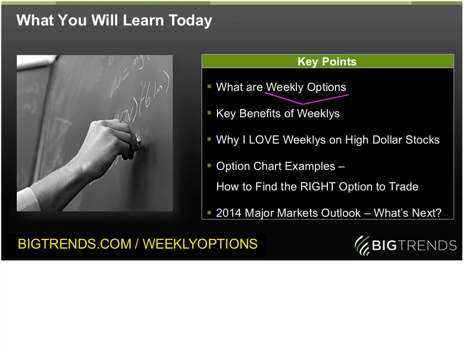So why do I love weeklies on high dollar stocks? We're going to talk about that today. To me, it's my favorite vehicle, because the idea is, why would you buy 100 shares of stock at say $600 a share? It's going to cost you 60 grand when you can control that same stock for definitely under $1,000 and sometimes as low as maybe $500 on a 60,000. That's a leverage potential of up to 100 to 1.